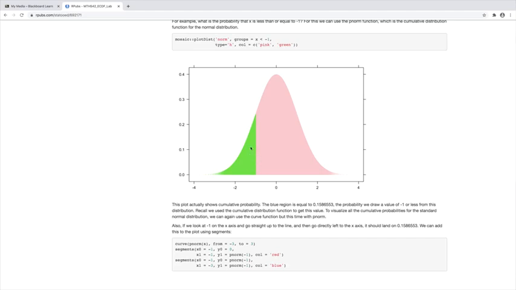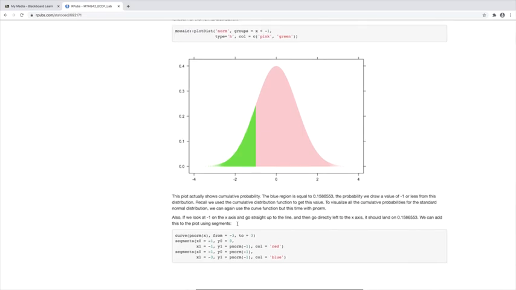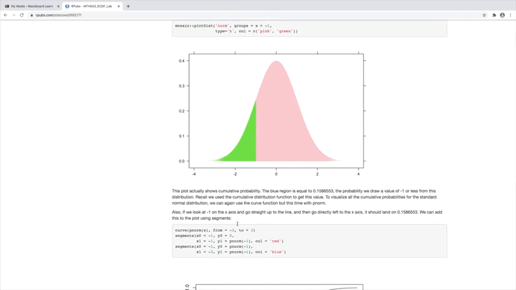Sorry, this green region is equal to 0.158, and the probability that we draw a value of -1 or less from this distribution, that's what is given by this green region. Recall, if we use the cumulative distribution function to get this value, we can do that. To visualize all cumulative probabilities for the standard normal distribution, we can again use the curve function, but this time with pnorm, just like we did with pbinom.